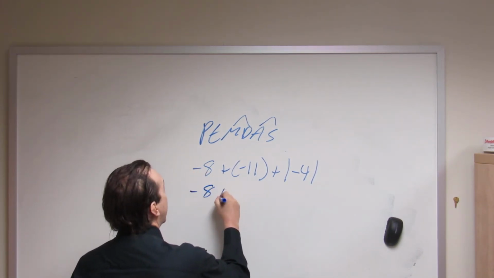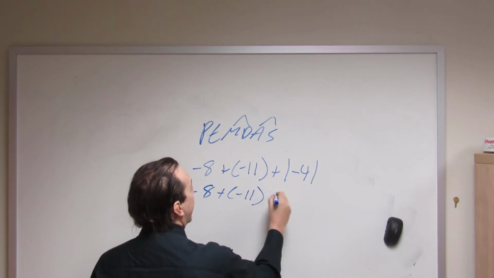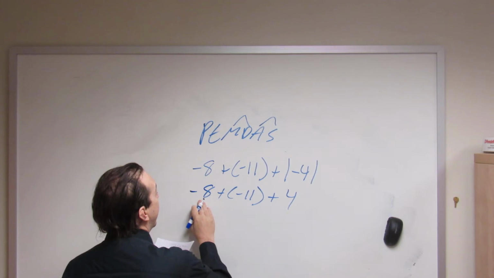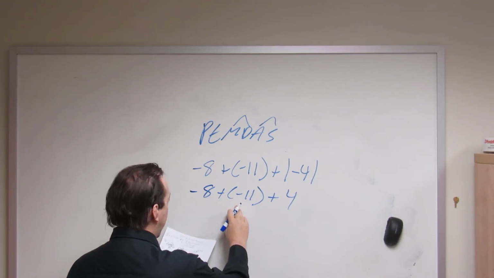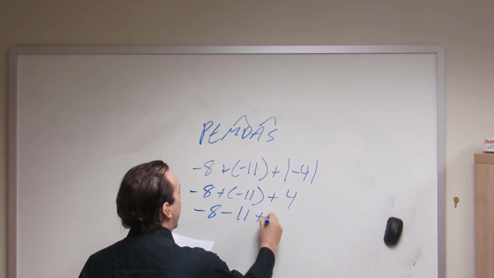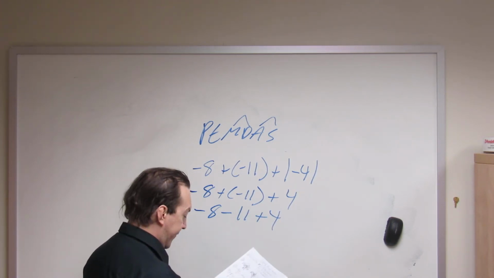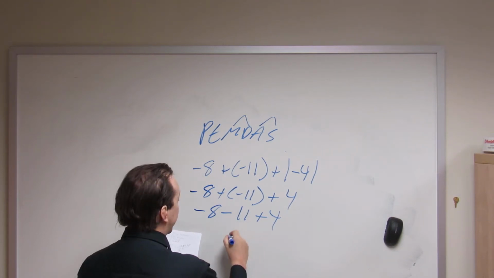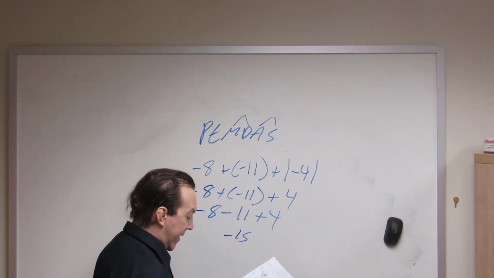So we have negative 8 plus negative 11 plus 4. So now we have negative 8, and this can basically be negative 8 minus 11 plus 4. When we do that, we have negative 19 plus 4, so negative 15.